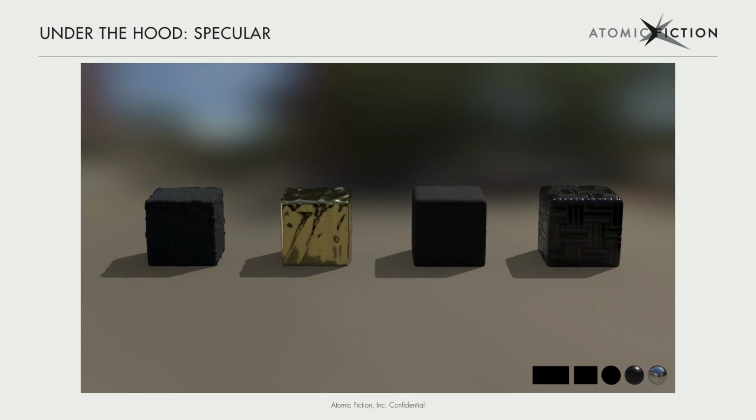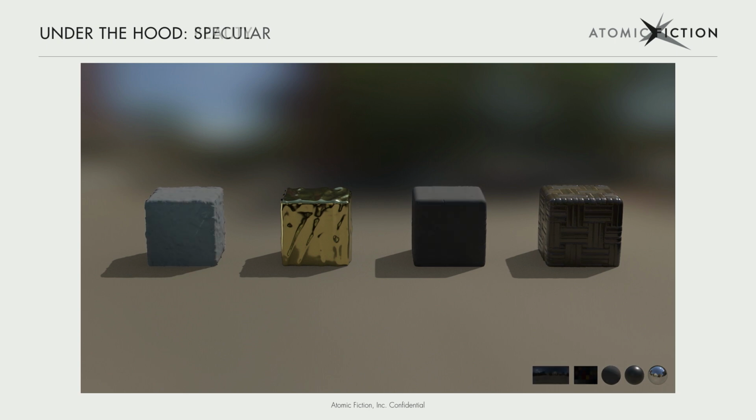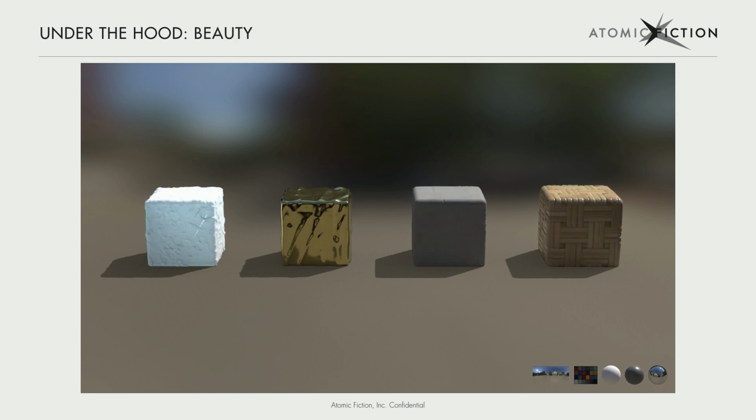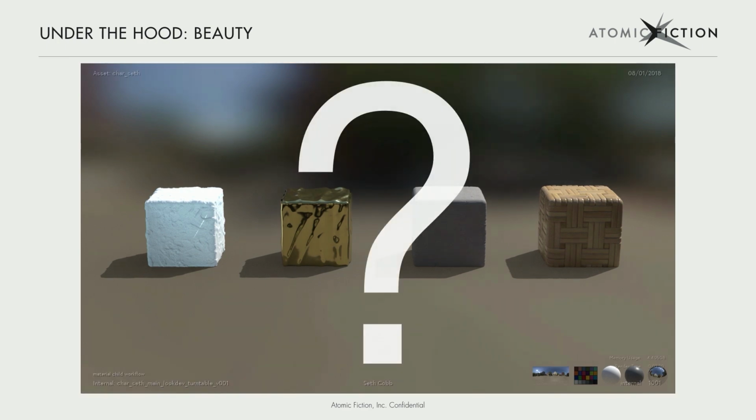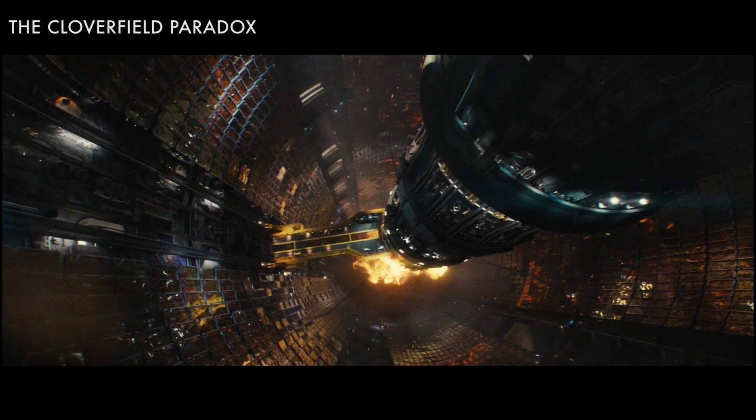So this is the specular. And again, you can see the gold foil has quite a bit more contribution in the spec, more so than the concrete and the snow does. So this is the final beauty again. So, whoops, let me back up.